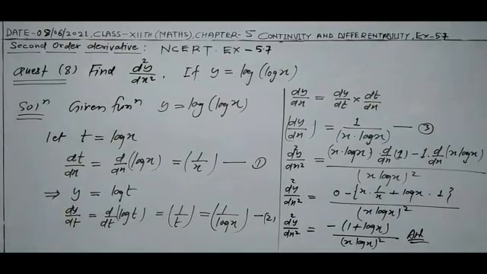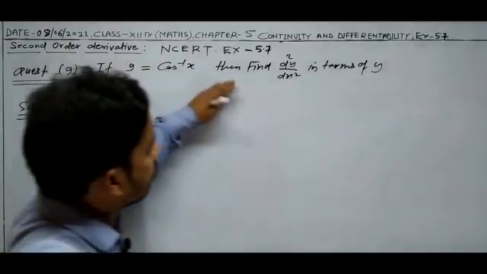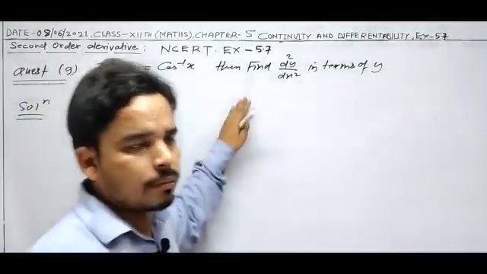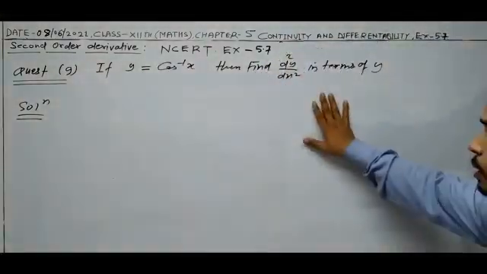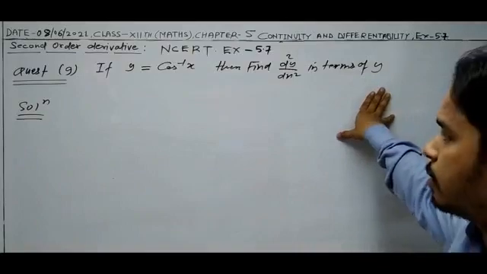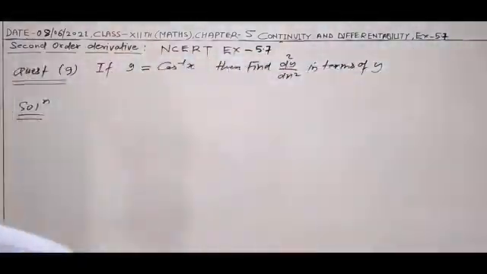Now come to the next question. Question number 9 is: if y is equal to cos inverse x, then find d2y by dx2 in terms of y. So we have to differentiate the function two times because we have to find d2y by dx2 in terms of y. So the answer should come in terms of y.